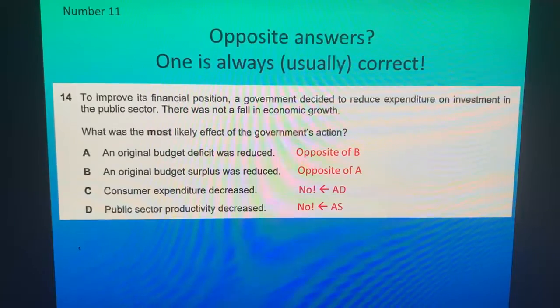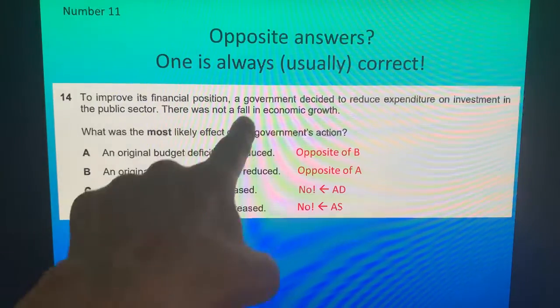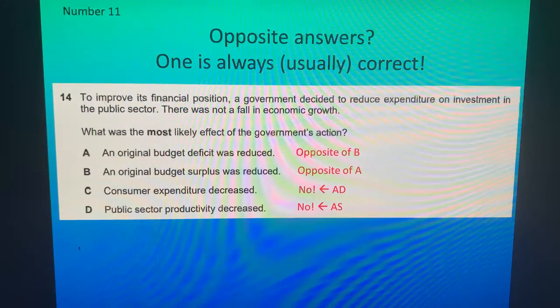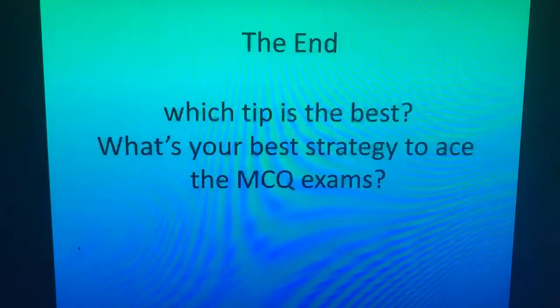An original budget deficit was reduced. I think A is the answer, because if you have a budget deficit, the government is borrowing money to spend. And if you borrow less money, then there is more loanable funds for private businesses to borrow. And then you would continue your economic growth. An original budget surplus was reduced. No. Hey, if you want answers to the multiple choice questions, you can watch my other videos.